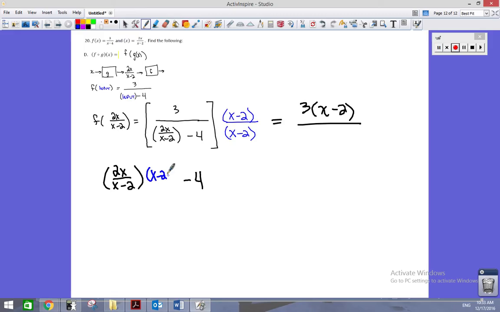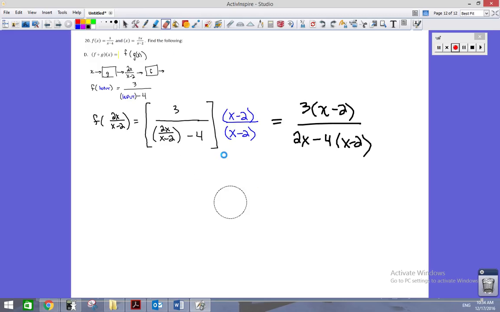When I take x minus 2 and distribute it over the subtraction to this first term, the x minus 2's cancel, and in that first term, I simply have 2x. Then it's minus the second term, 4 times the quantity x minus 2. Well, I may as well distribute that now. Let me erase this, and let's simplify this a little bit.